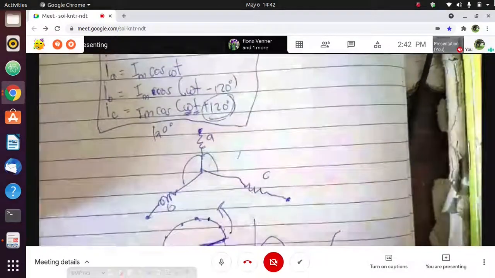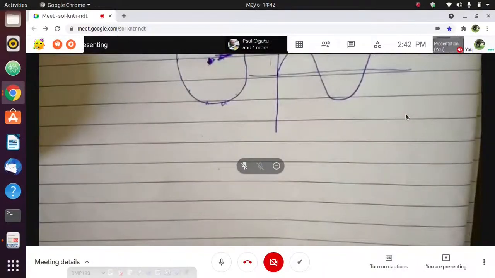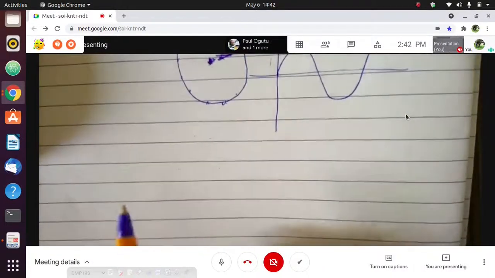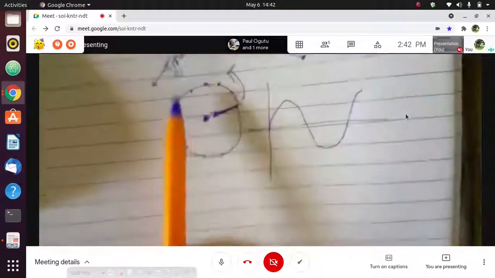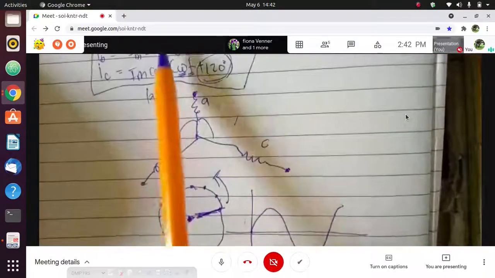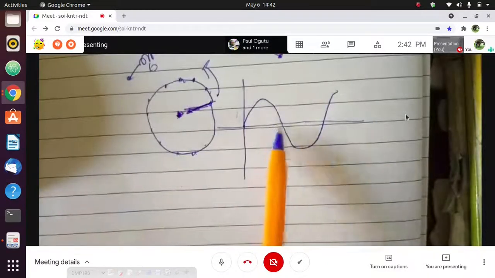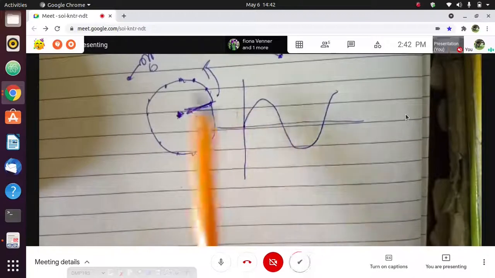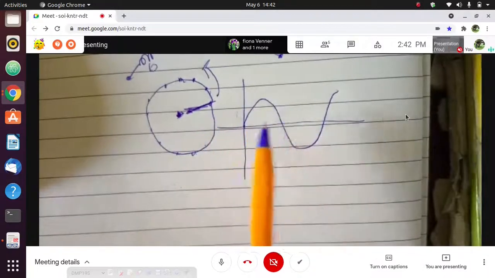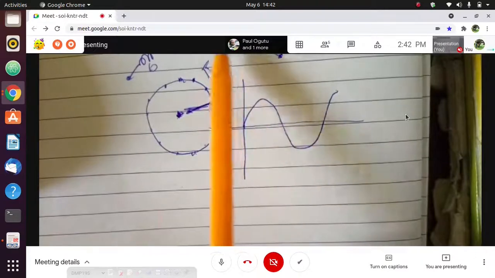Now, when a balanced three-phase current flows through the three-phase winding in the stator, a sinusoidal distributed magnetic field rotates in the air gap. Remember that it is rotating at synchronous speed. Now, this rotating air gap field will induce voltages in those coils, in those phase coils.